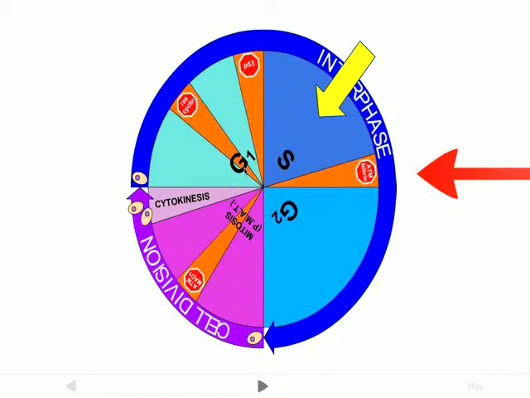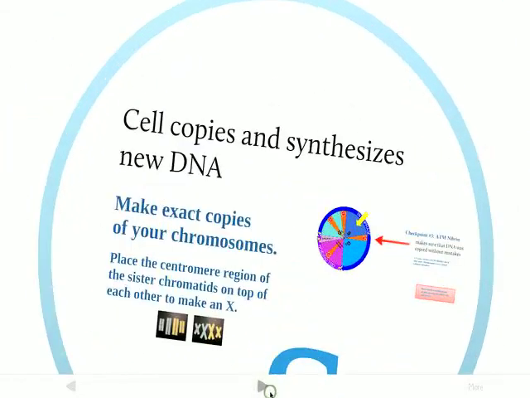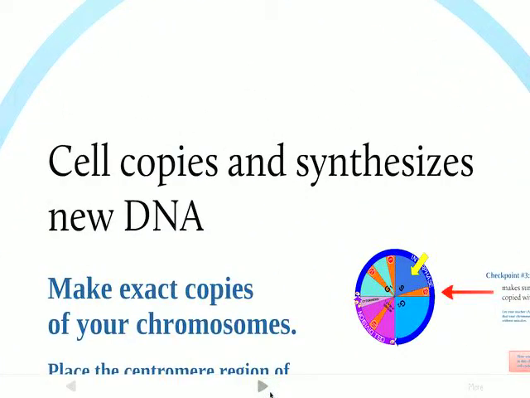Now notice that G1, S, and G2 are all a part of interphase. Interphase is a very long phase in the cell cycle, and it consists of these three parts. So now we're on the second one of those. That's the S phase. In the S phase, the cell copies and synthesizes new DNA. So this is where your copies of DNA are made.